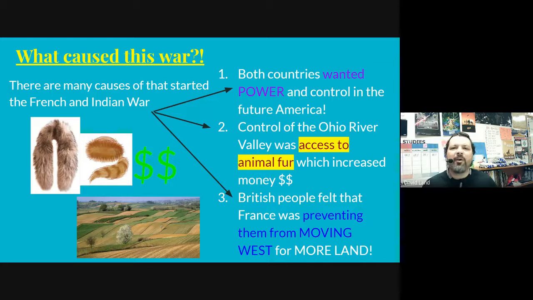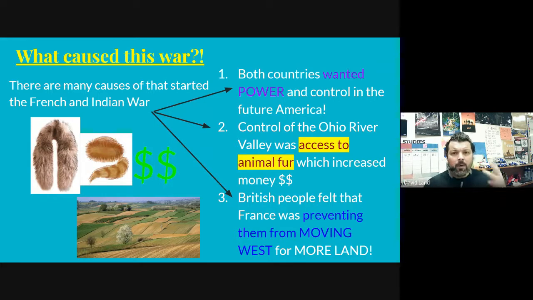Cause number two, boom. The Ohio River Valley was full of animal fur. Now, why is animal fur good for money? What can you do with it? At the time, you could sell it. You can make goods out of it. You can make clothes out of it. You could sell it in Europe, and you would get lots of money. So animal fur was very abundant in the Ohio River Valley, which led to lots of money.